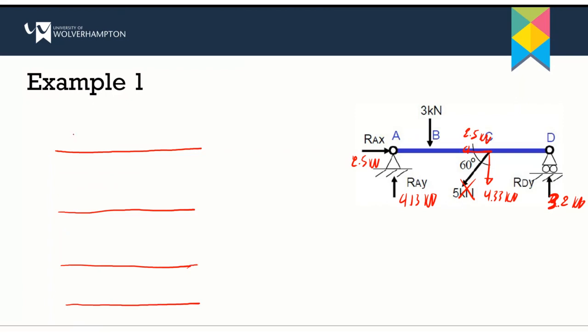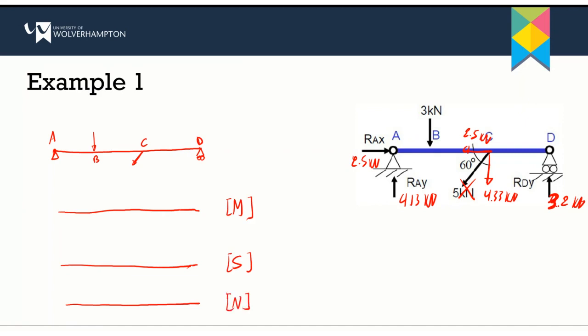So let me draw the sketch. Now, as you will see, it's just a sketch to help me visualize better the diagrams. Here, I will be drawing the moments. Here, I will be drawing the shears. And here, I will be drawing the axial forces.